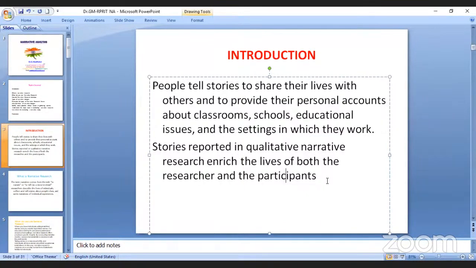So these stories reported in qualitative narrative research enrich the lives of both the researcher and the participants. As a researcher, his life will be enriched by listening to other people's life stories about their classrooms, their schools, their educational issues, and other things in their lives. So this is beneficial for both researcher and participants.